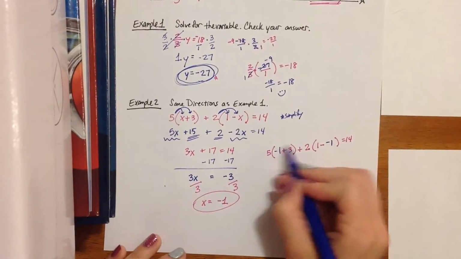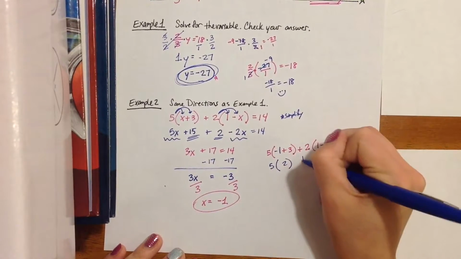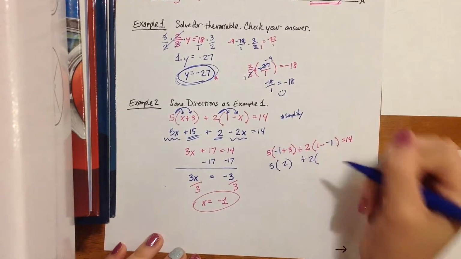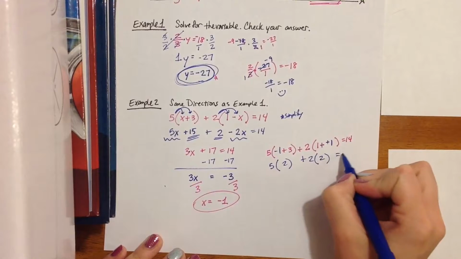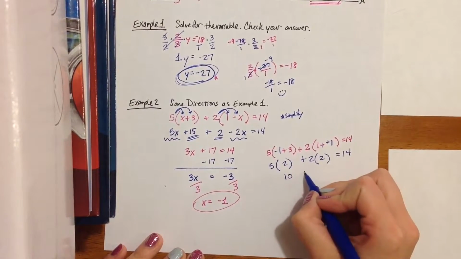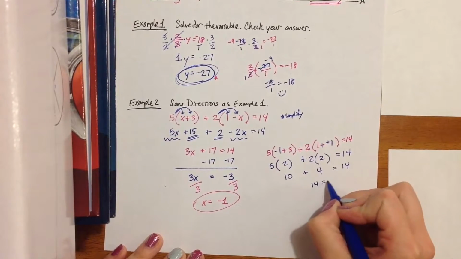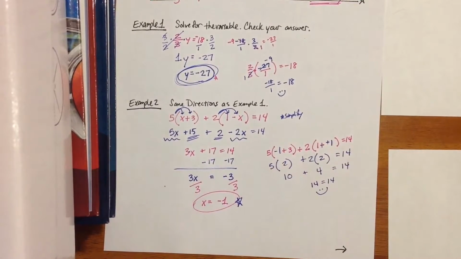So over here, I'm going to have 5 times 2 plus 2 times, remember this is subtracting a negative is the same as adding a positive, so I have a 2 right there. I would like this whole thing to equal 14. Order of operations, I'm going to multiply everything before I add everything, and lo and behold, I get what I want. Therefore, my answer of x equaling -1 is correct, and life is good.